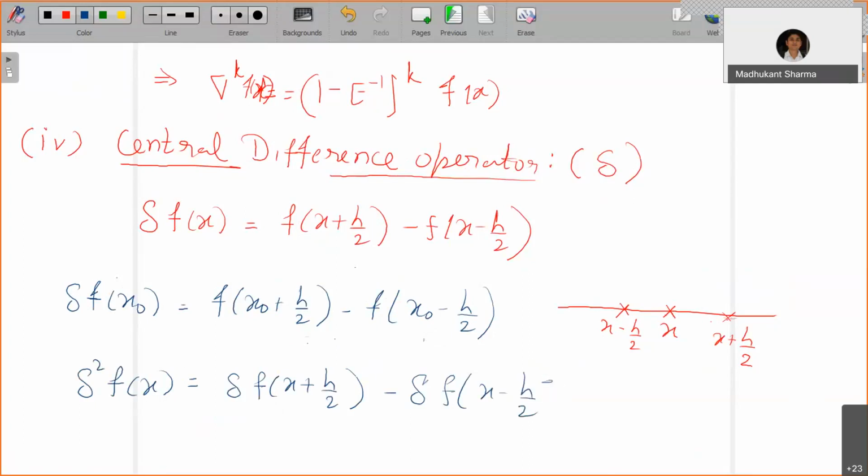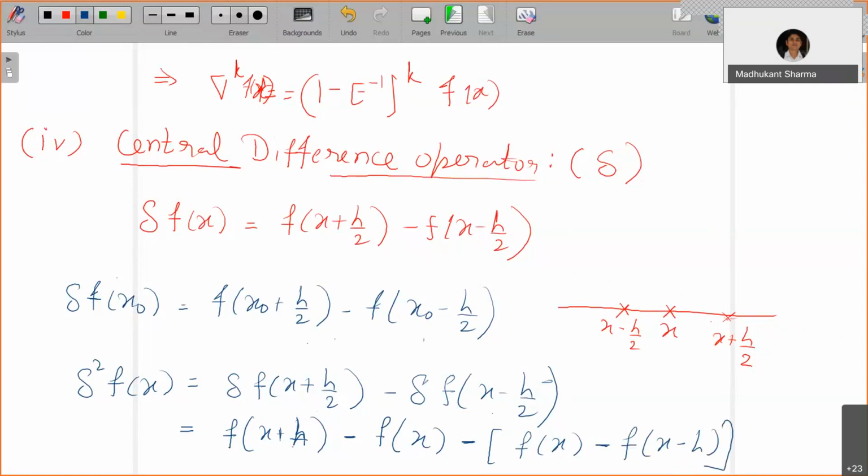And if you apply the definition, this is equal to f of x plus h by 2 plus h by 2, that is x plus h, minus f of x plus h by 2 minus h by 2, that is x. That's for the first term. For the second term, you have f of x minus h by 2 plus h by 2, so f of x, minus f of x minus h by 2 minus h by 2, that is minus f of x minus h.